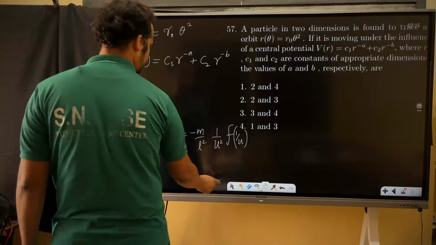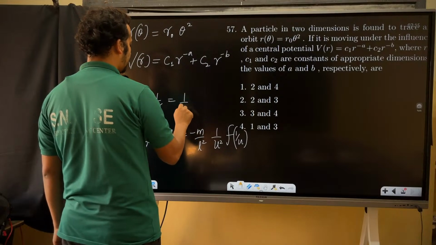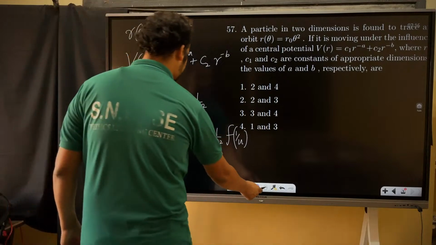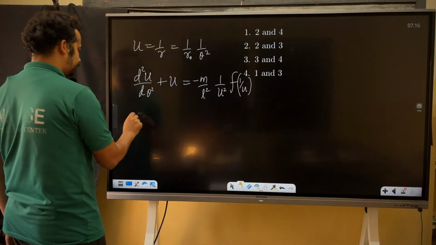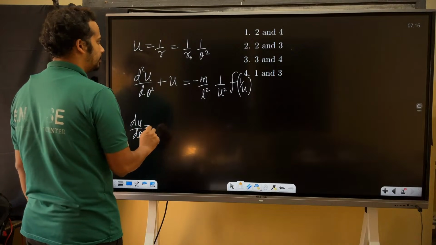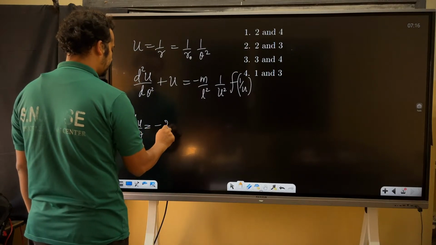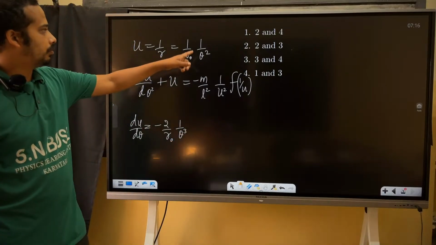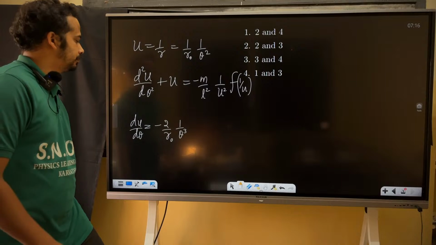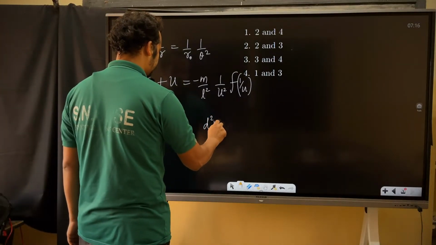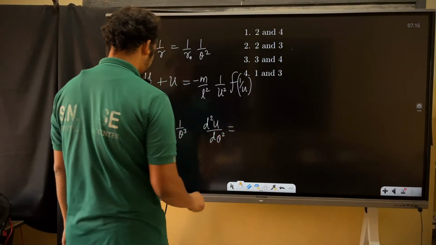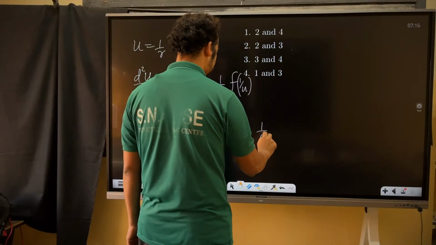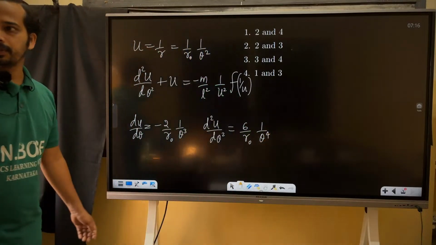So 1 by r is nothing but 1 by r naught into 1 by theta square. What is du by d theta? That's equal to minus 2 by r naught into 1 by theta cube. D square u by d theta square is minus 2 into minus 3, which is 6 by r naught into 1 by theta raised to 4.